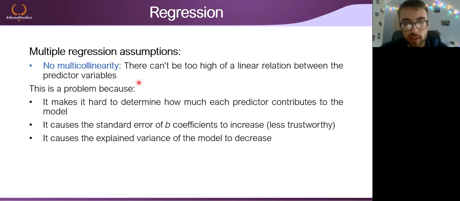And if this was not the case, if they were more related, it would make it harder to determine how much each predictor contributes to the model, because predictors become very similar, so you don't know exactly which one is helping the prediction at all, which would make the standard error of the B's increase a lot, and the explained variance of the model would decrease. And also, if two x's are very related, they're essentially the same thing, then why would you include both of them in your model? You want things to be different. It would be like including twice the same variable.